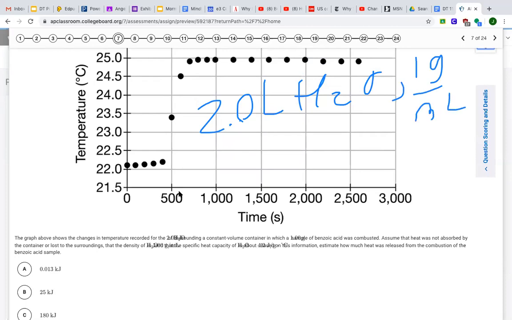And then what is this? 4.2 joules per gram degrees Celsius. Okay, that's the heat capacity. So how much heat is released from the combustion of the benzoic acid sample? Okay, and so there's your graph, right? Just overall how much heat was released. So you actually don't care how much benzoic acid was combusted. They just want how much heat was released total.